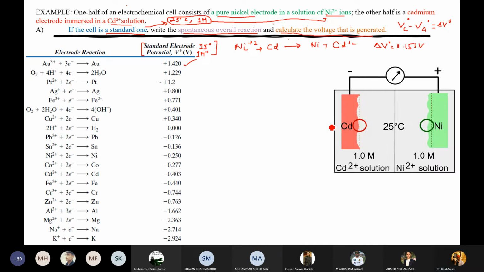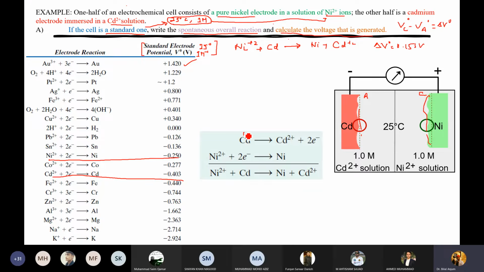Since cadmium is lower in the series as compared to nickel, we automatically consider cadmium as the anode and nickel as the cathode. Cadmium is dissolving away and nickel gets deposited on the nickel electrode. Based on this, we write the equation. This is the equation for cadmium getting oxidized: cadmium converts to Cd 2 plus by giving away 2 electrons, and nickel is getting reduced by acquiring those 2 electrons. If we sum up these equations, cadmium acts as the anode and nickel acts as the cathode.